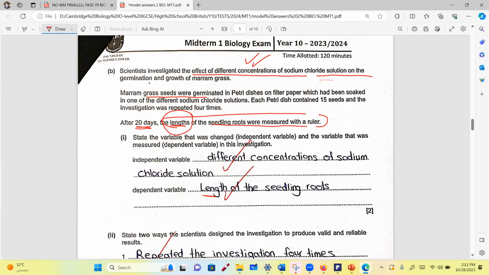In this question, I chose the easiest questions for you for the first midterm exam. This question tells you clearly that after 20 days, they will measure the length. So the length must have been in the answer. That's why I chose this student's exam as the model answer, because she gave me what I wanted. She said the length. If you wrote growth, if you wrote germination, I considered it correct. But on a Cambridge exam, maybe they won't, okay?